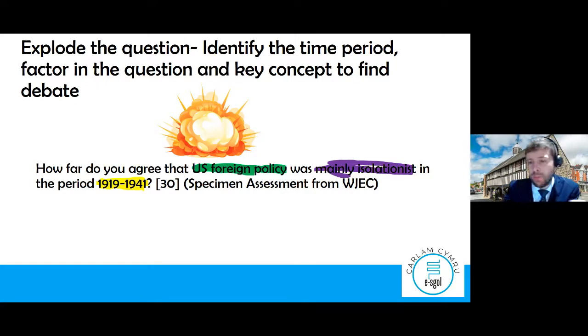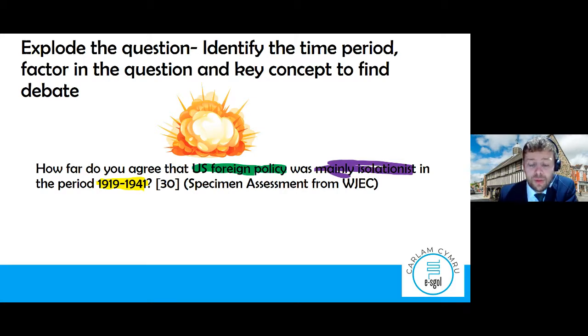It opens it up to a spectrum where you can say, well, it kind of was isolation. It was very much isolation. It wasn't isolation. It kind of was internationalist. It very much was internationalist. And it's that word that facilitates this debate and is needed to be used, mainly isolationist, right, along with isolationism as well.